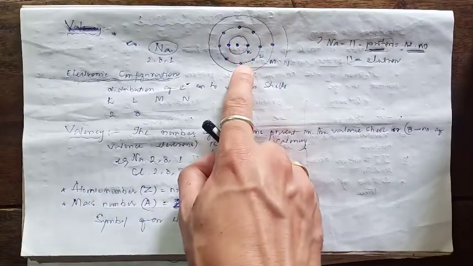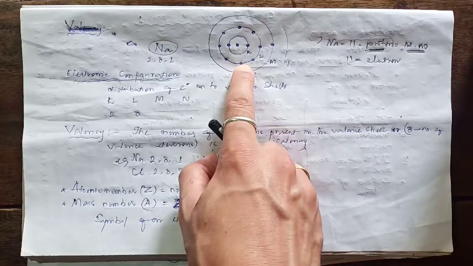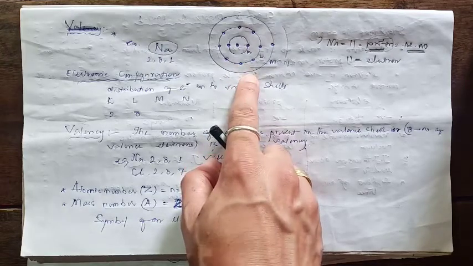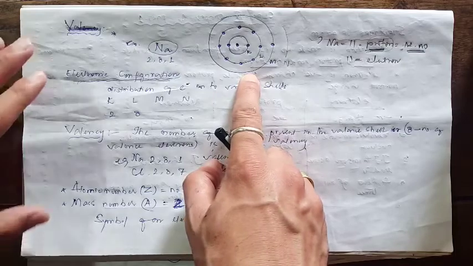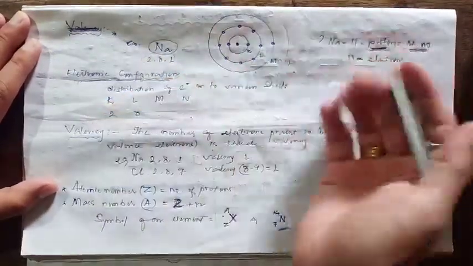The second shell has a maximum capacity of 8. The second shell can occupy a maximum of 8 electrons and not more than that. The third shell, either 8 or 18. So now student, if I want to distribute these 11 electrons in different shells, how do we distribute them?